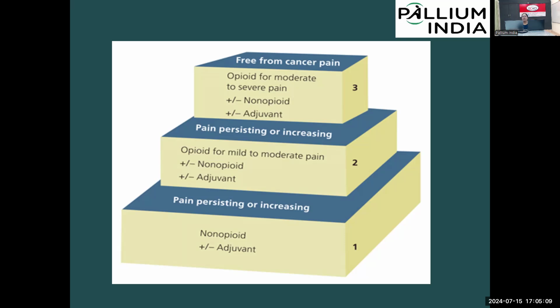If it is mild pain, usually step 1 of the WHO analgesic ladder is prescribed, which includes non-opioids plus or minus adjuvants. If it is moderate pain, we move on to step 2, that is opioids for mild to moderate pain plus or minus step 1. And if it is more severe pain, we move on to step 3, which includes opioids for moderate to severe pain plus or minus step 1. So what is step 1? Non-opioids plus or minus adjuvants. What are non-opioids? Yes, NSAIDs.